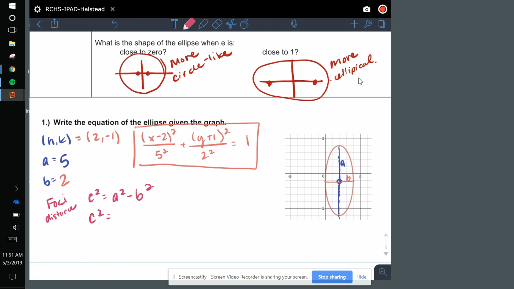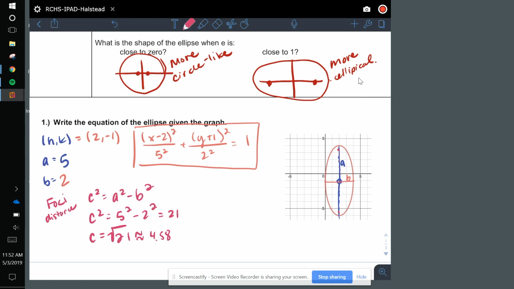So c squared is equal to 5 squared minus 2 squared, so 25 minus 4, which gives us 21. So c is equal to the square root of 21, which is about equal to 4.58. So I'm going to go on the major axis, 1, 2, 3, 4.58, and negative 4.58 from the center.